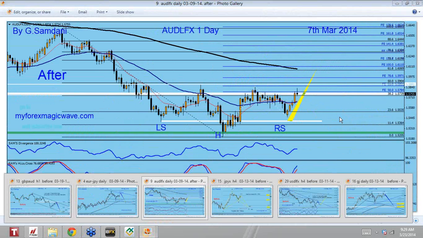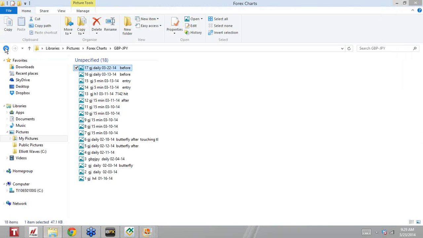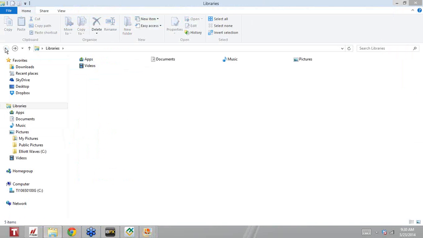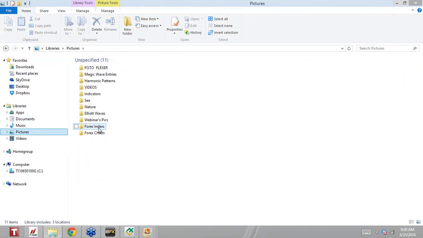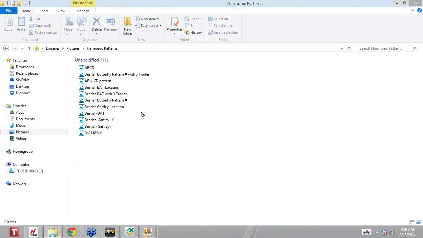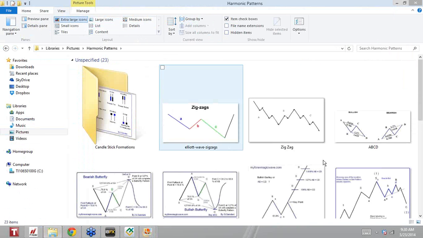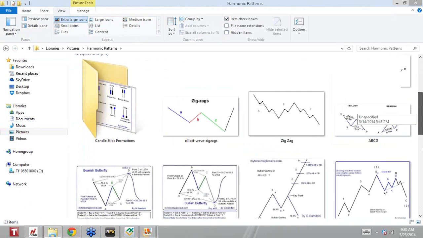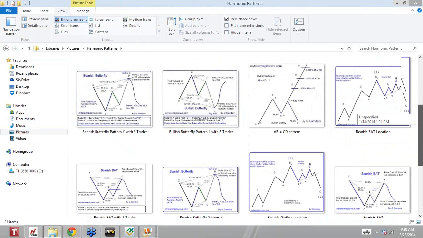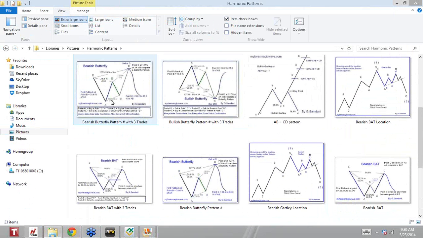I do teach all of these, by the way. It's not that I just send out these charts that are short and long and all that, but I teach how to make these. Let me just show you. For example, these harmonic patterns. All right, these are the patterns that I made, and it's all of how you trade, like this one, for example. Okay, let me open it up.